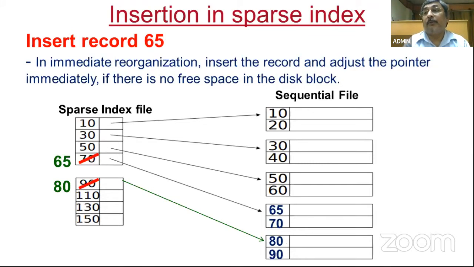There is a problem though. These blocks need to be rewritten. Lots of blocks may be rewritten depending on where you are inserting this. Number two, you are inserting 65 at the top of the block, right? Therefore, this 65 has to go in the index file as well. And 70 is no longer the beginning of any block, 80 is that, so you have to put that there. So this index file also needs to be reorganized, rewritten from that point.